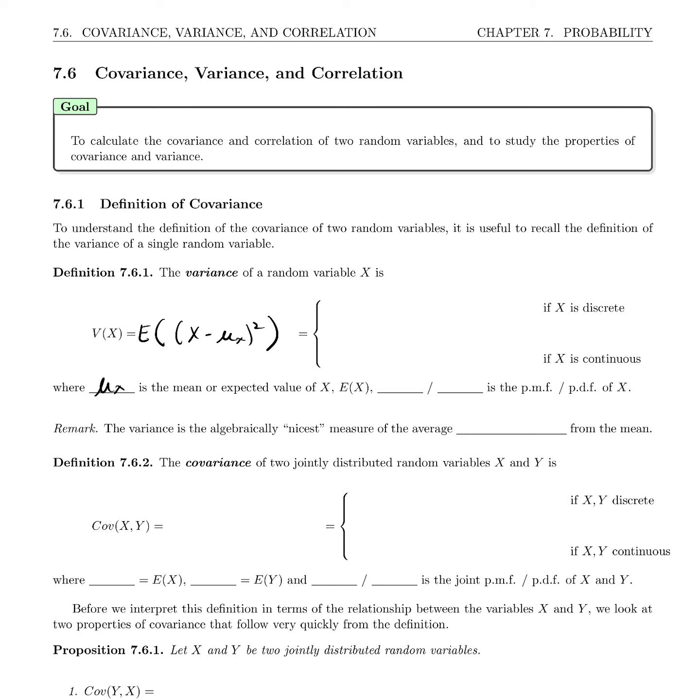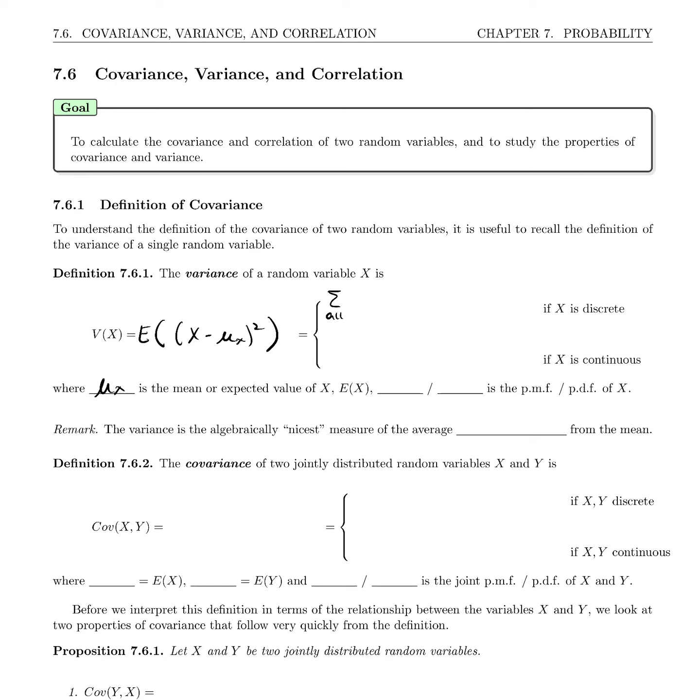And this can be calculated using LOTUS in one of two different ways, whether X is discrete or continuous. If X is discrete, then we're summing over all x, the same x minus its mean squared times the probability mass function, p of x. And if X is continuous, then we're integrating over all possible values of x minus its mean squared times the density function, f of x dx. So p of x is the pmf, and f of x is the pdf of X.